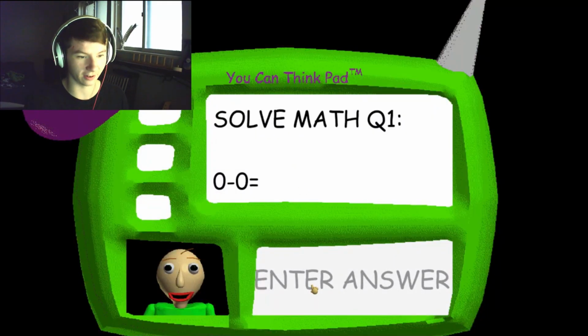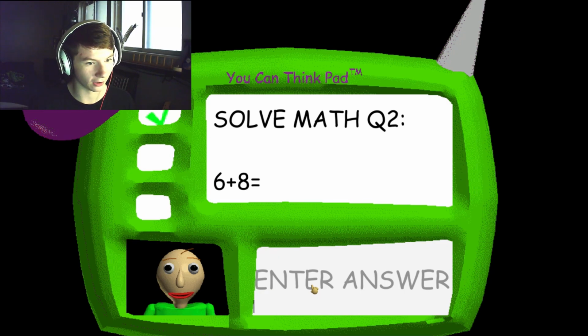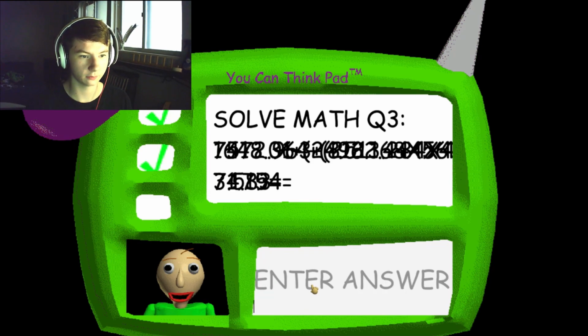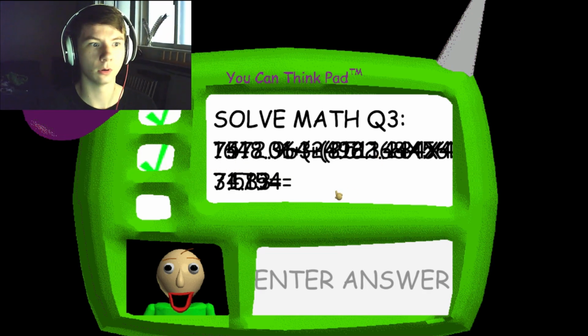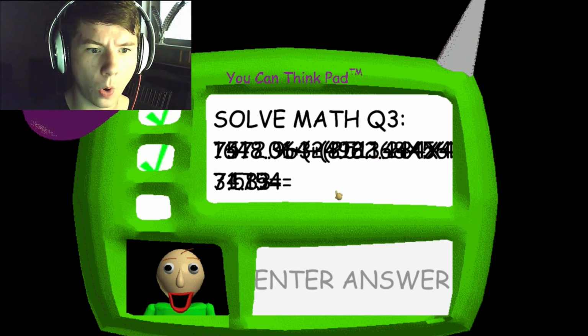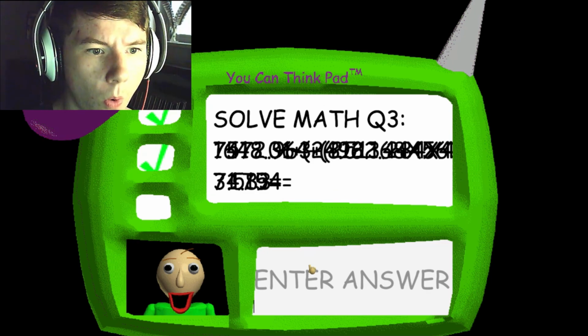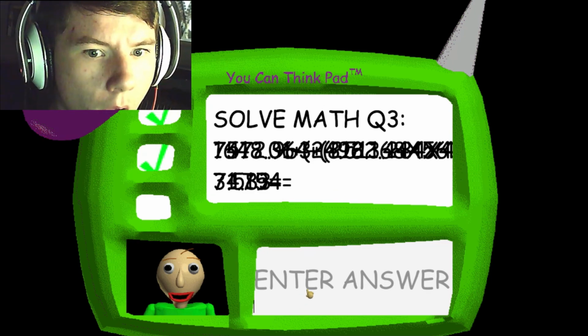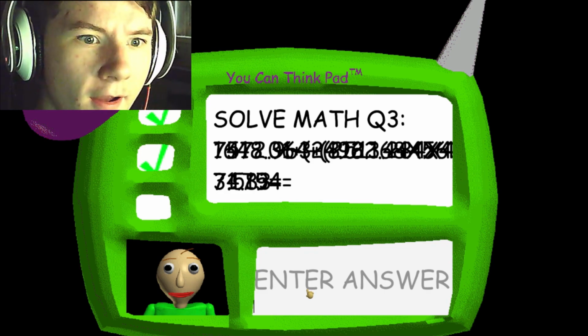Problem one. Alright, so. Zero. That's zero. Good one. Problem two. Okay, so six. 8, 9, 10, 11, plus 12, 13, 14. I can't believe it. What? You're incredible. Problem three. Plus. Times. Equals.